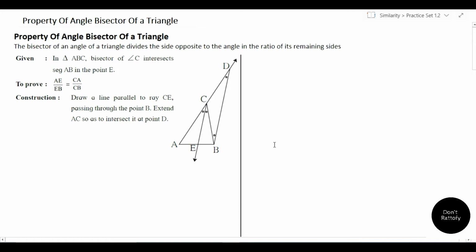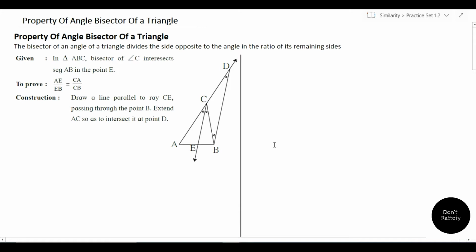In this part, we will try to understand the property of angle bisectors of a triangle. I hope you all know what an angle bisector is. In a triangle, if a ray bisects, that is, divides an angle into equal parts, then that ray is called the angle bisector. We have to understand what property it brings. This is a very simple and very interesting topic of similarity.